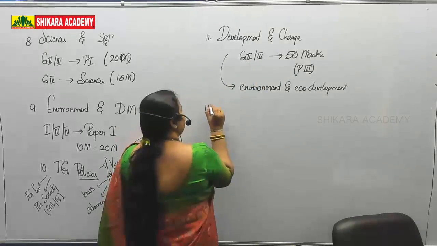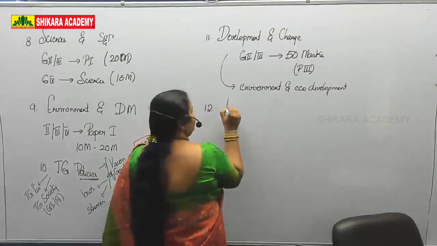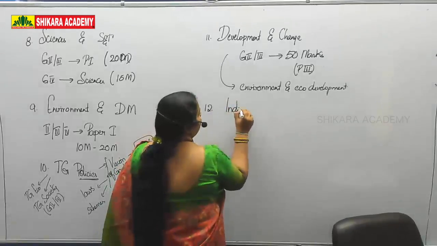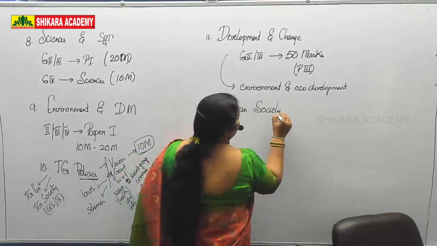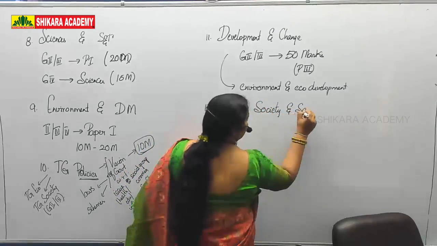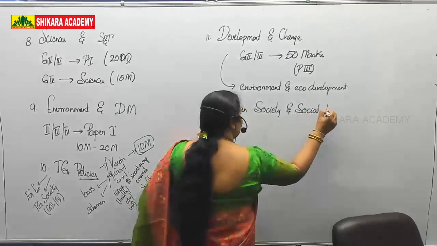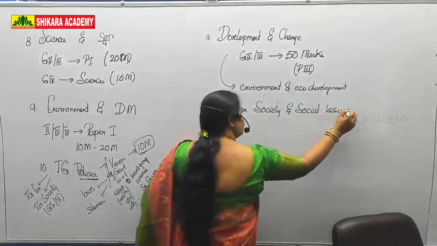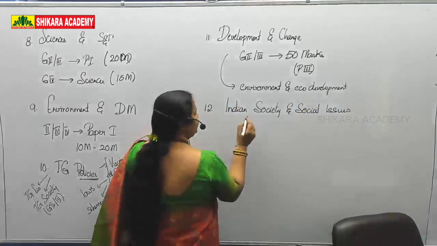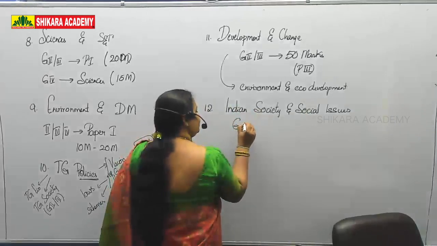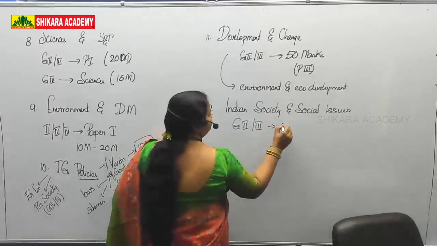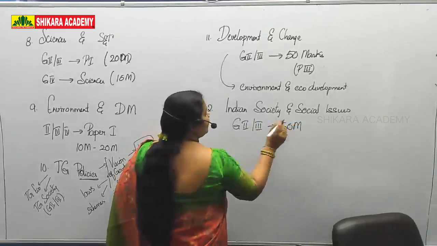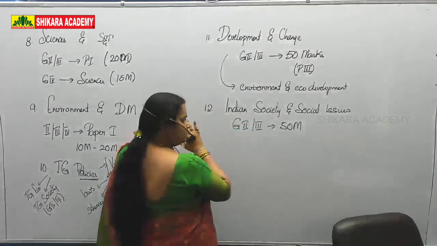And another area where you have exclusivity for 2 and 3 is Indian society and social issues. In this, there is one unit which deals with Telangana, but by and large it is India. This is again in group 2 and 3, and its weightage is again 15 marks. This is not there for group 4.